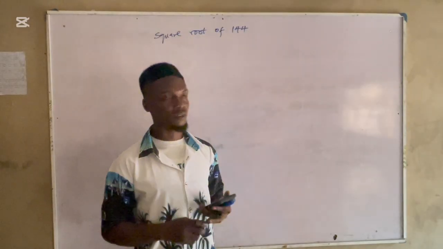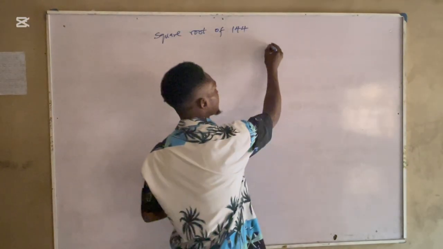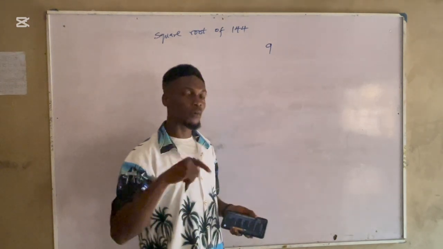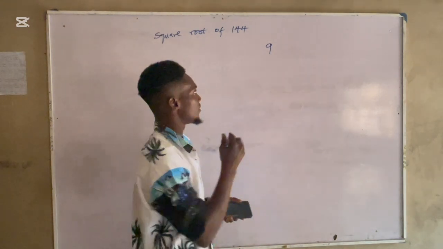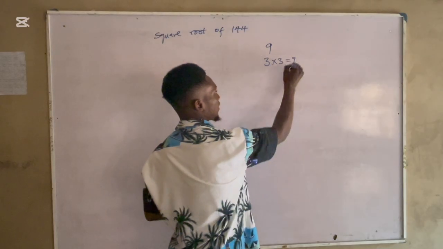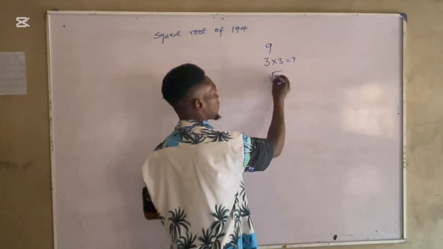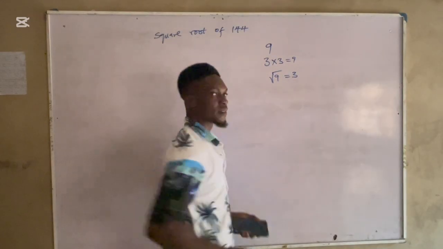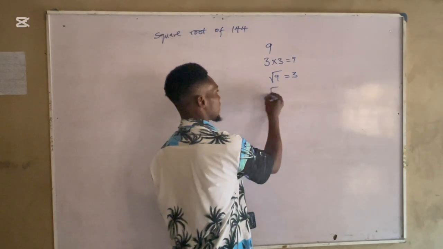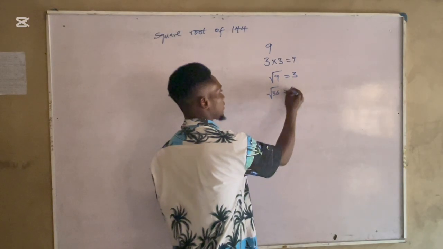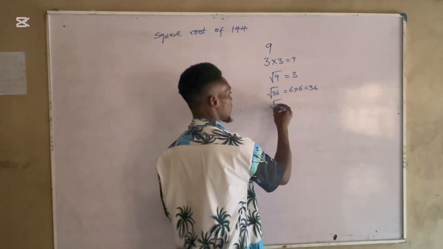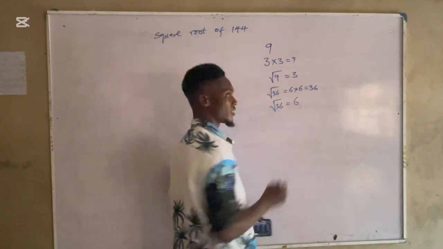If I decide to pick 9 and ask you what is the square root of 9, what I'm asking you is, which number will you multiply by itself to give you 9? And that number is 3 times 3. 3 times 3 will give us 9. That means the square root of 9 is equal to 3. What about 36? Square root of 36. We know that 6 times 6 will give us 36. That means the square root of 36 is equal to 6.